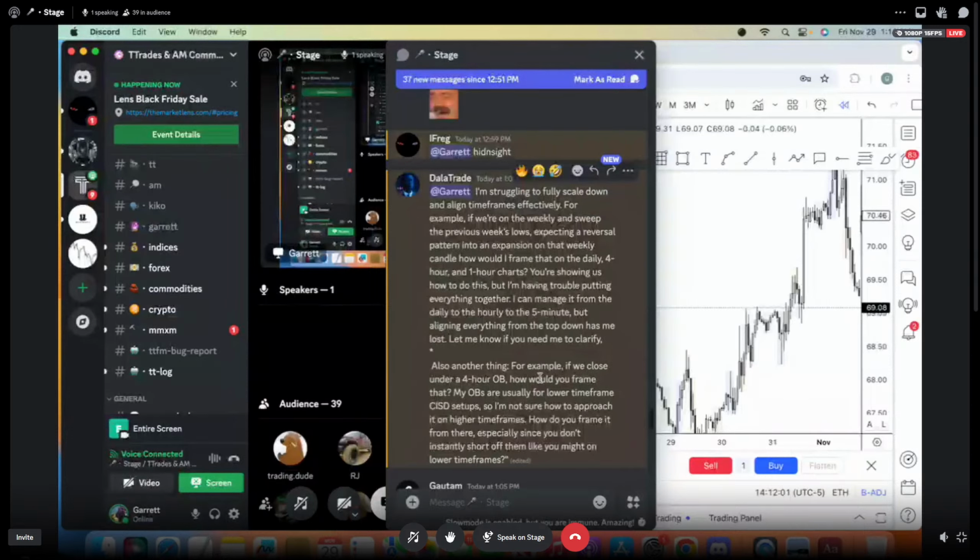I'm struggling to fully scale down and align timeframes effectively. Okay, yeah, that's hard. For example, if we're on the weekly and sweep the previous week's low, accepting a reversal pattern into an expansion on the weekly candle, how do I frame that on the 4 hour or the daily? Okay, yeah.